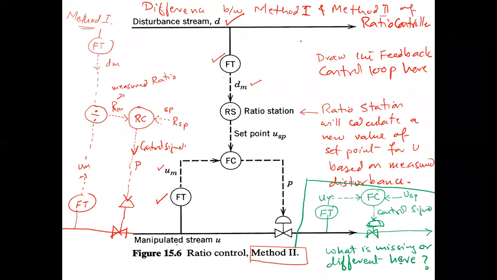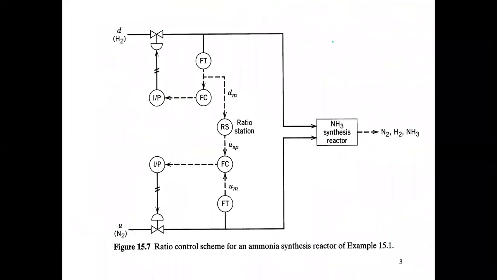Okay, so get ready for a pop-up quiz for tomorrow from this chapter. तो ये सवाल हैं, इनके हिसाब से हम इंशाल्लाह कल दोबारा I will ask you these questions. Okay, now this is a ratio scheme, for example, in an ammonia synthesis reactor. Since we are talking about the control aspect, so we will ignore other things and we will focus on these two things.